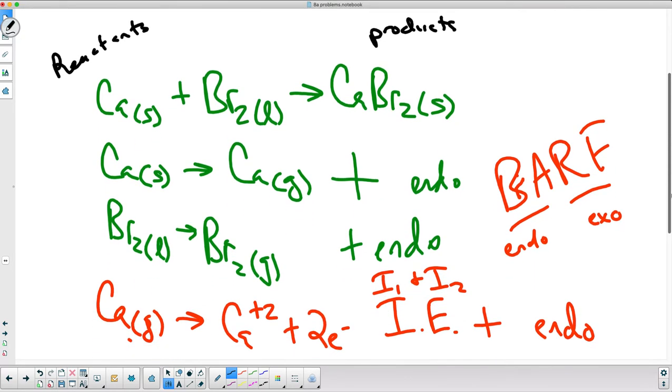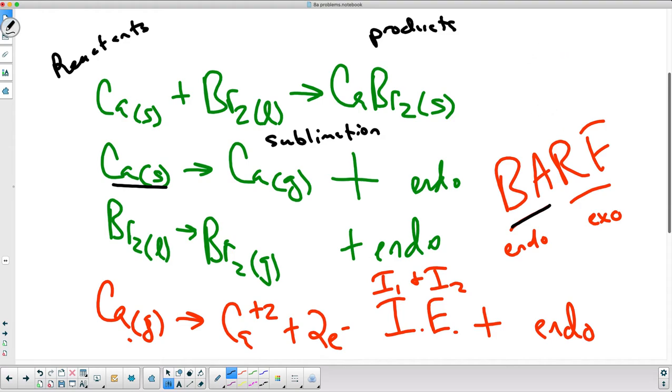The first thing we need to do is change calcium from a solid to a gas. Notice here it goes from calcium as a solid to calcium as a gas. When you go from solid to gas, this is called sublimation. Sublimation means that you are breaking the bonds that force calcium to stay in a solid phase. And when we break bonds, that's what the B is for here.